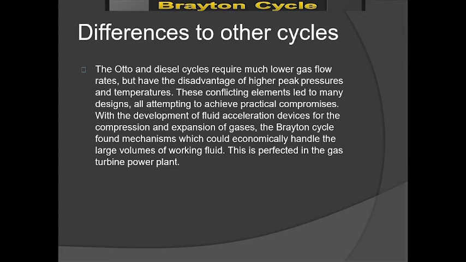The Otto and diesel cycles require much lower gas flow rates, but have the disadvantage of higher peak pressures and temperatures. These conflicting elements led to many designs all attempting to achieve practical compromises with the development of fluid acceleration devices for the compression and expansion of gases. The Brayton cycle found mechanisms which could economically handle the large volumes of working fluid. This is perfected in the gas turbine power plant.